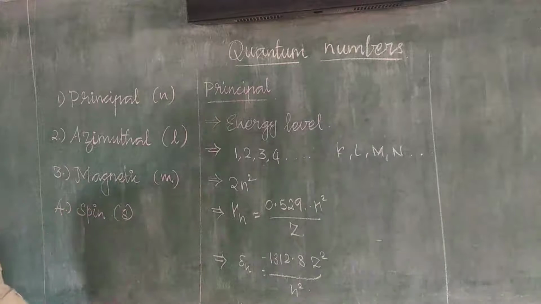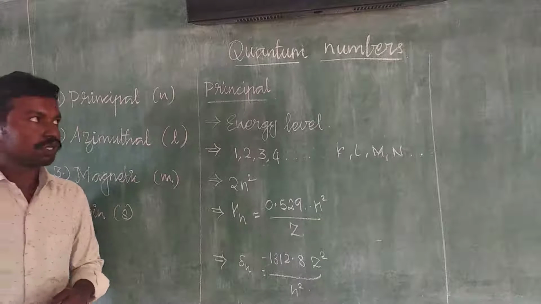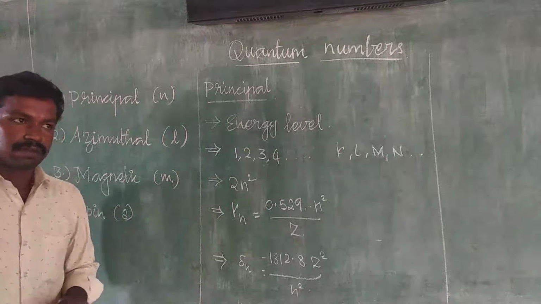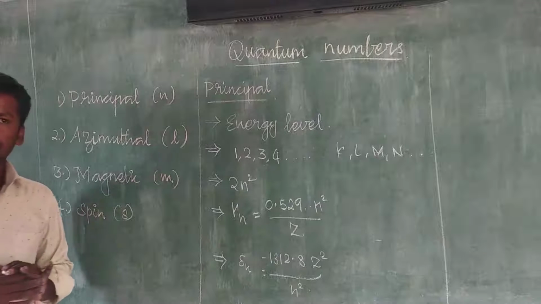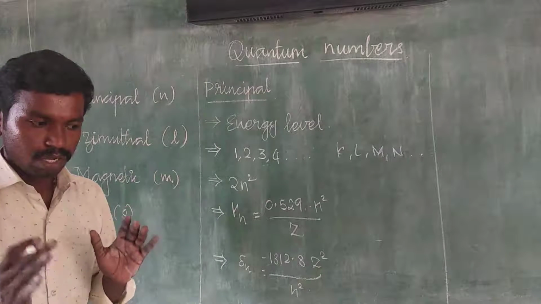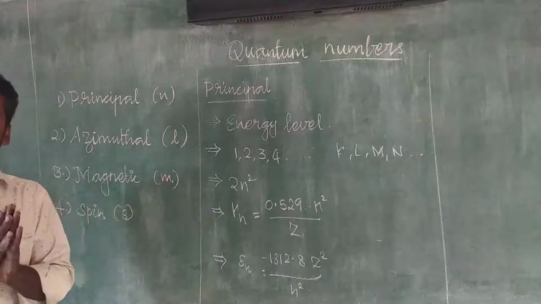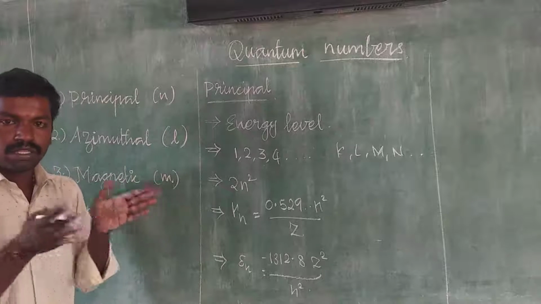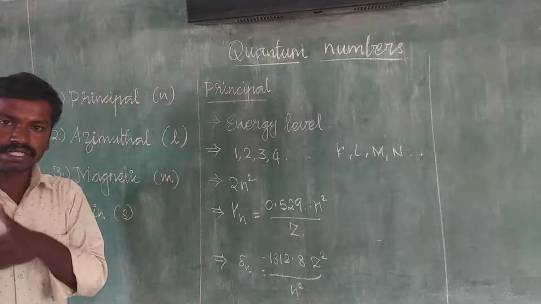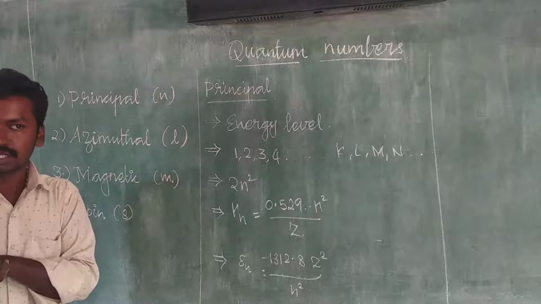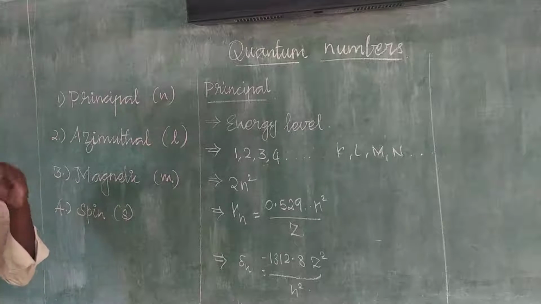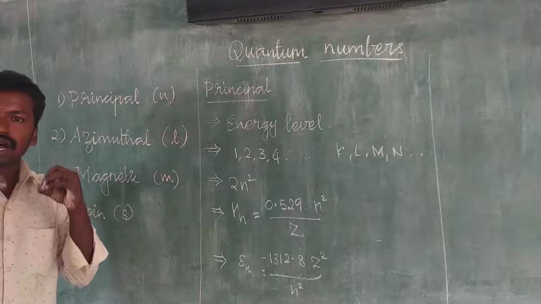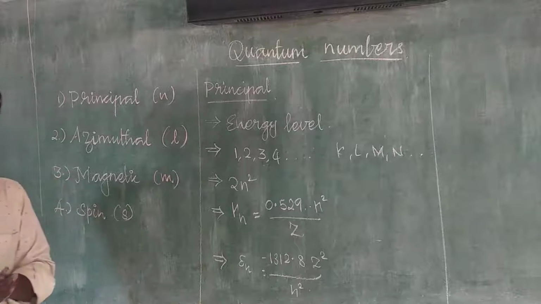Hello students, the next concept we are going to see in lesson number 2 is quantum numbers. Very simple. If you have a house in Trichendur or some other place, how will we say your address? Door number, then street number, then village, then city, then district. Likewise, to specify the position of an electron in an atom.